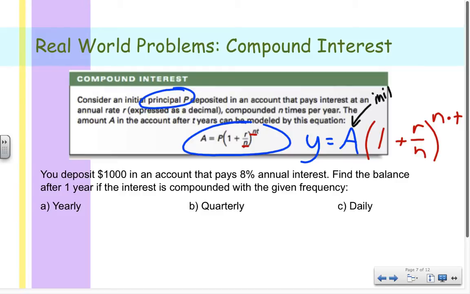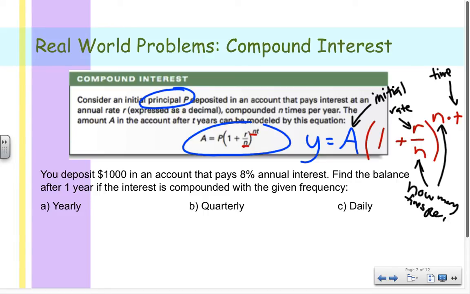All of these things are the same. Initial amount, we have our rate, we have our time. Now, what the n value stands for is the number of times per year that the interest is compounded onto the amount. So n here and n here are going to be the same thing. It's how many times per year interest is added on.